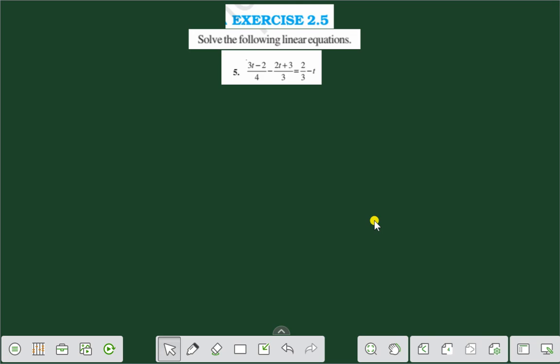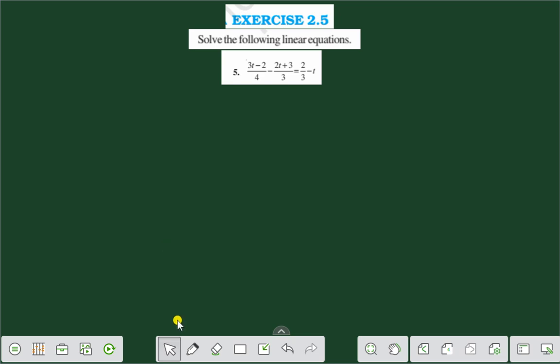Hello everyone. Today we shall discuss exercise 2.5, question number 5. Solve the following linear equations, that is 5. (3t minus 2)/4 minus (2t plus 3)/3 is equal to 2/3 minus t. Let us solve the problem.